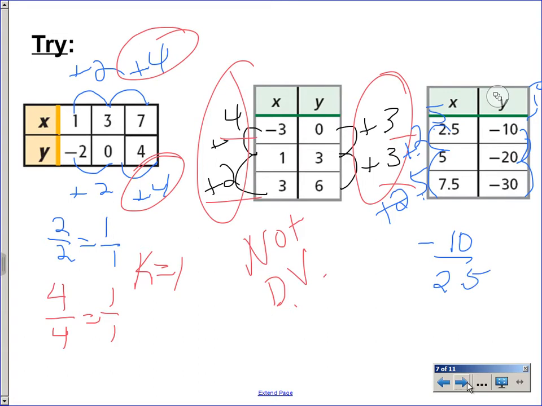And I only need to write that once because I can see the exact same relationship is identified for both of the ordered pairs. But I can reduce that, and it's going to be a negative value. 10 divided by 2.5 is going to be 4 over 1, so my k value is going to equal negative 4. Wonderful.